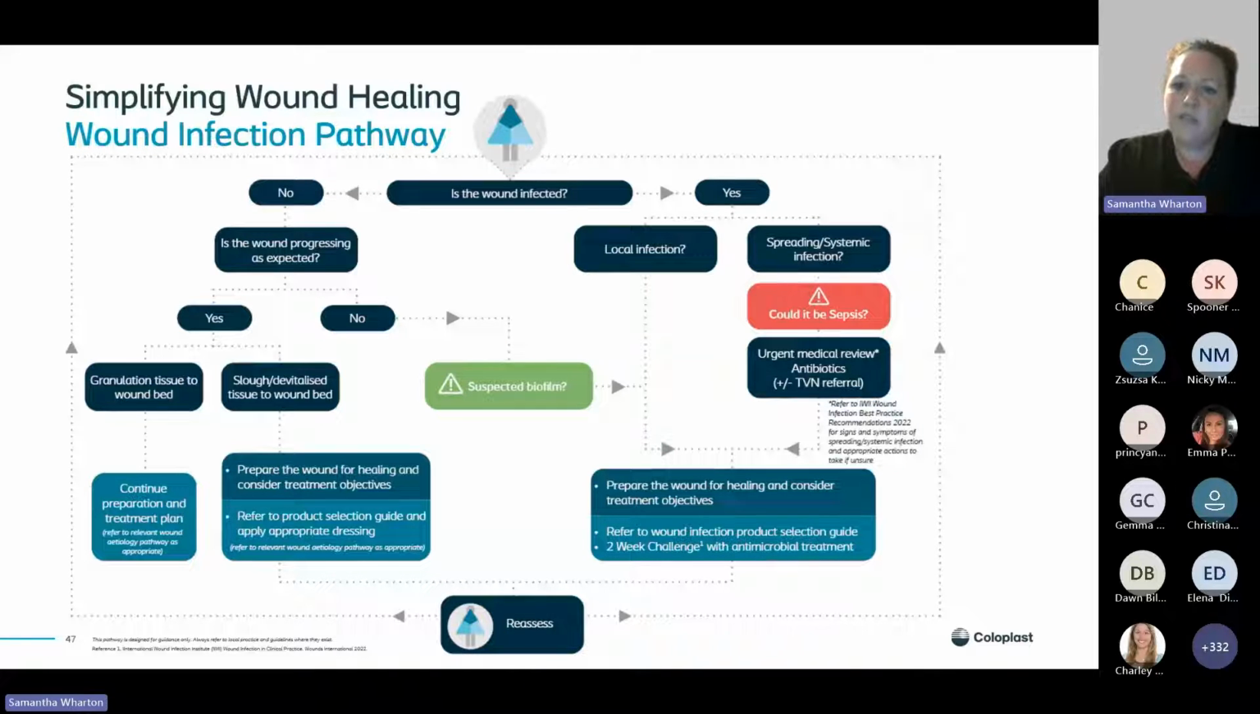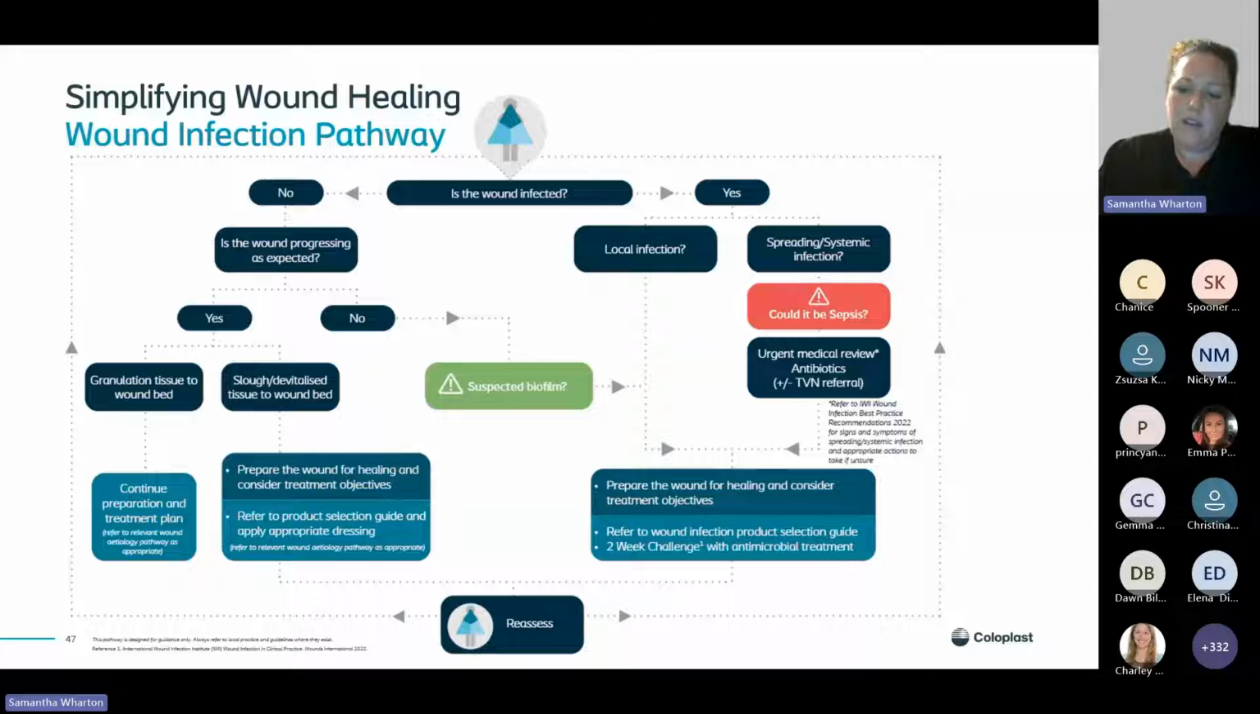If there's spreading or systemic infection, or sepsis, the patient needs to be referred on for urgent medical review, but continue to do that wound preparation and antimicrobial treatment, so that you're at least attacking it from both ends to reduce those microbes in the wound bed. And then at the bottom, you would always go back to reassess and make sure whatever you're implementing within your treatment plan is actually being effective.